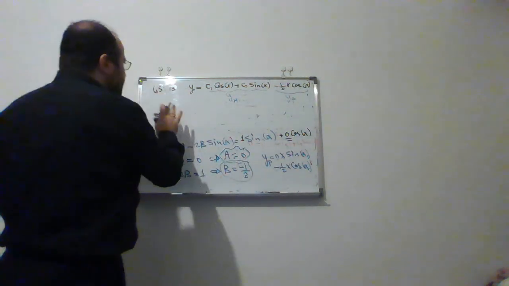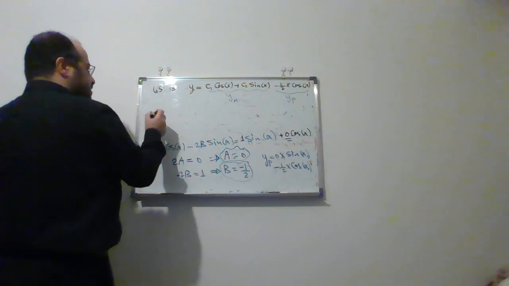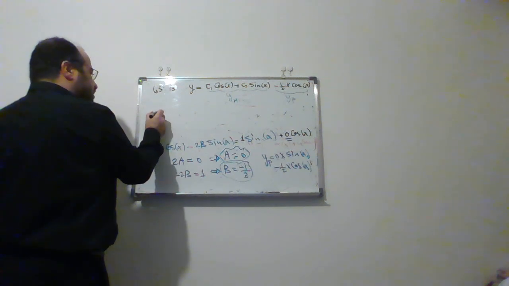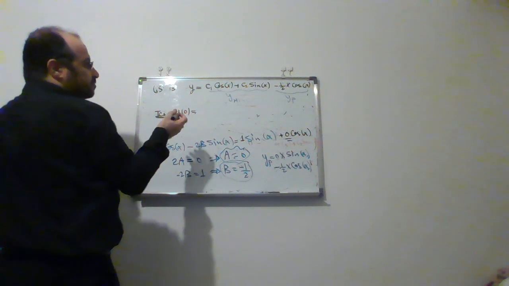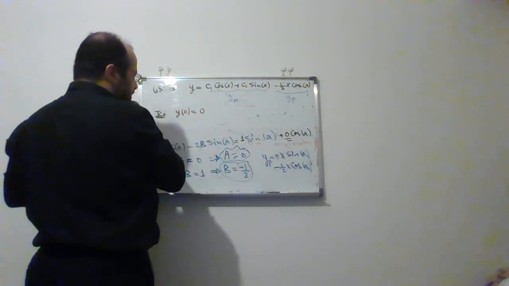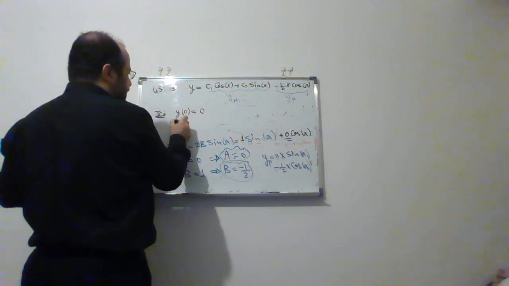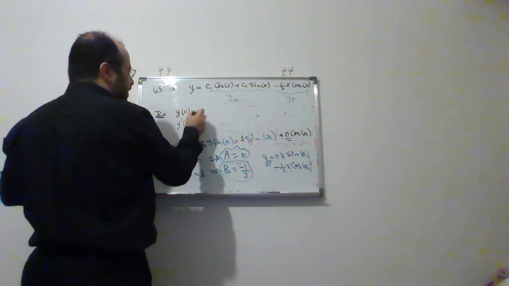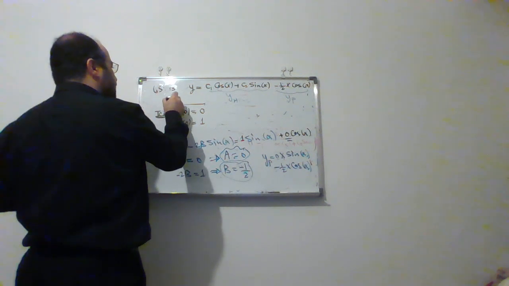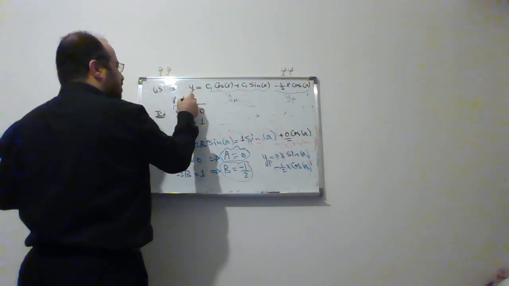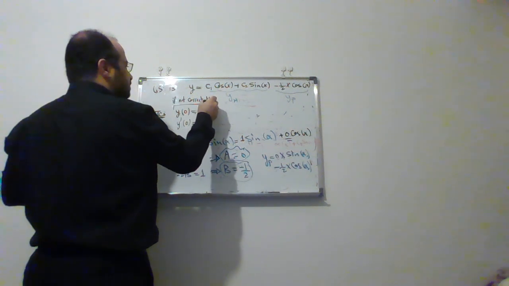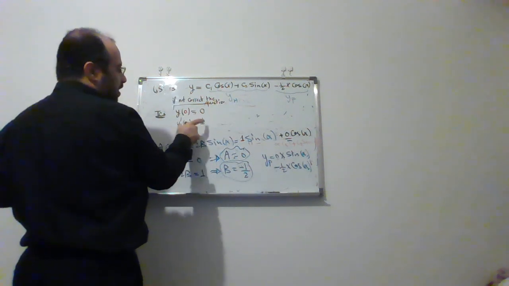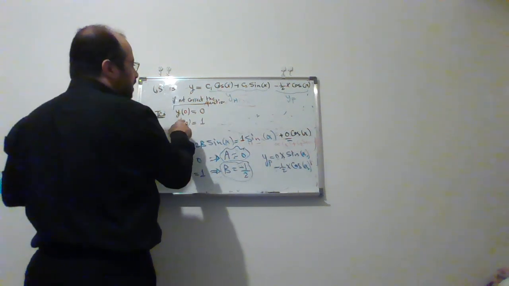Now, I don't remember what exactly the initial conditions were, so let's say the initial conditions are y of 0 equal 0, and y prime of 0 equal 1. If not, please correct the question to have these initial conditions. So let me start with this one.